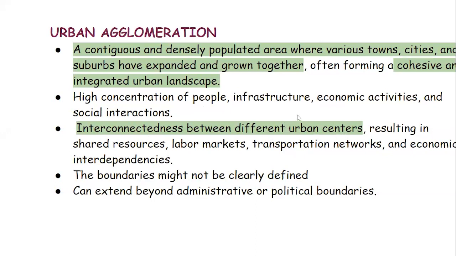As a result of this interconnectedness between different urban hubs, high-end transportation networks and economic interdependencies developed. It gave way to the rise of labor markets, shared resources, and so on. And one speciality of urban agglomeration is that it doesn't have any fixed geographical boundaries. Its boundaries might not be clearly defined, and it can extend beyond administrative or political boundaries.